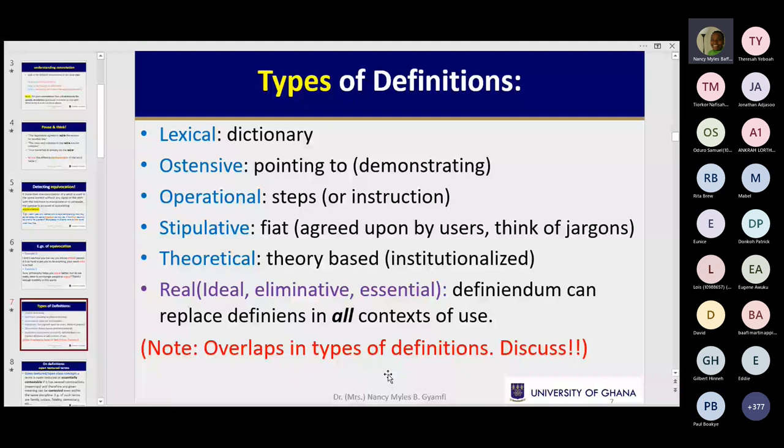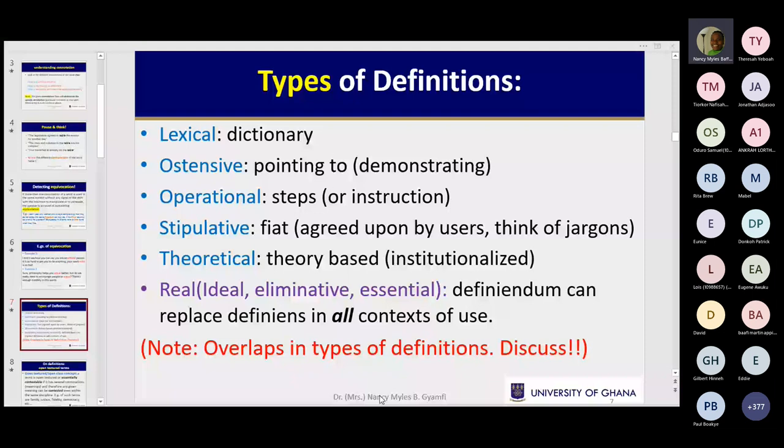I could have just pointed at a finished cake there, ostensibly. But maybe I don't have one there. But I could show you cake operationally. Give you the steps to follow to arrive at it. That is operational definition.